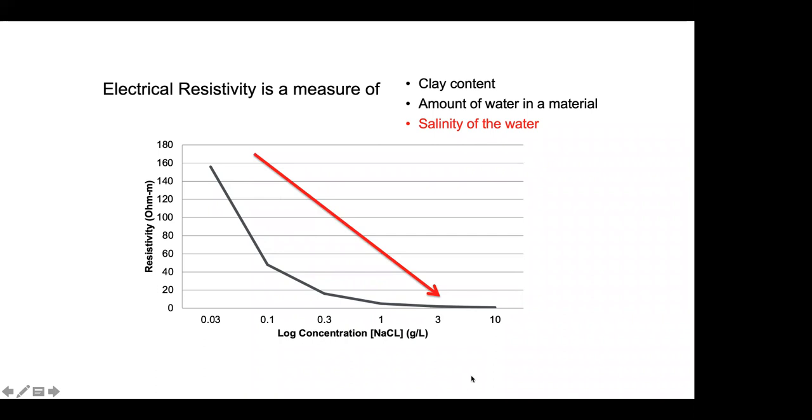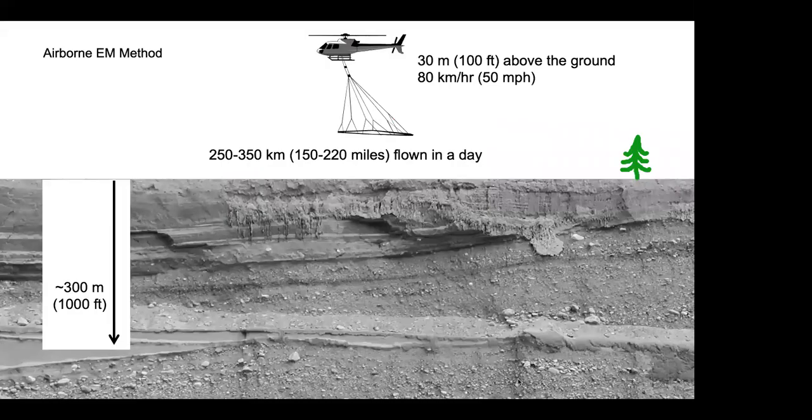So our idea was, instead of depending on sentinel wells, let's use sentinel geophysics. So I coined this new phrase of sentinel geophysics. Let's get geophysics working along this coast to look for saltwater intrusion. And the method we decided to use was airborne, the airborne EM method. We'd first done electrical resistivity along the coast, but we wanted to cover a larger inland area.